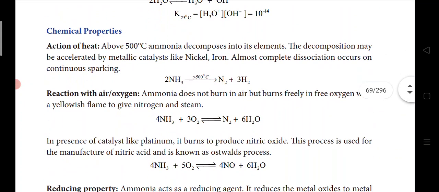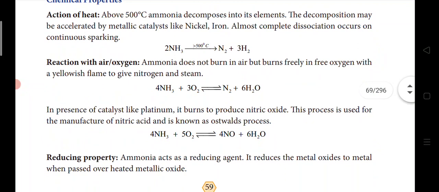Their chemical properties, first is action of heat. Above 500 degrees Celsius, ammonia decomposes into its elements. The decomposition may be accelerated by metallic catalysts like nickel and iron. Almost complete dissociation occurs on continuous sparking. So here at greater than 500 Kelvin, complete decomposition will take place into nitrogen and hydrogen.